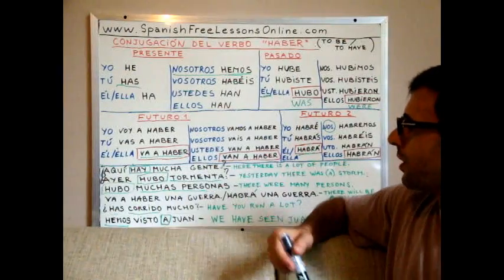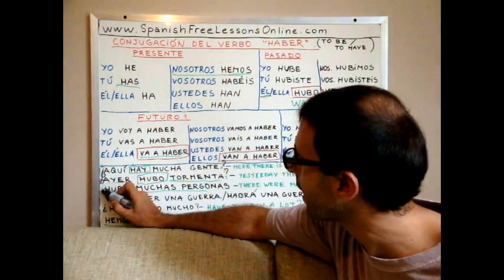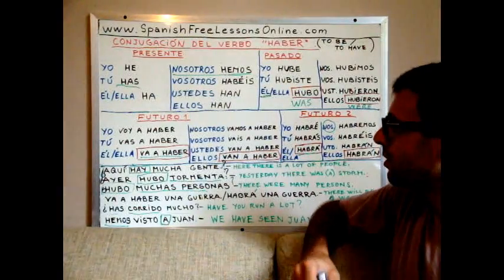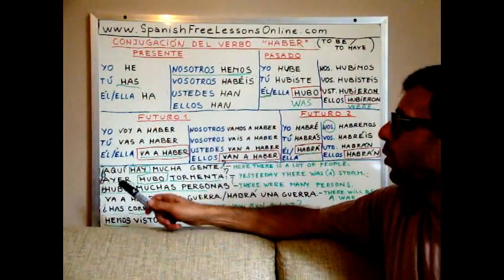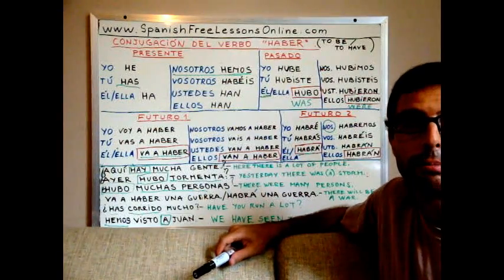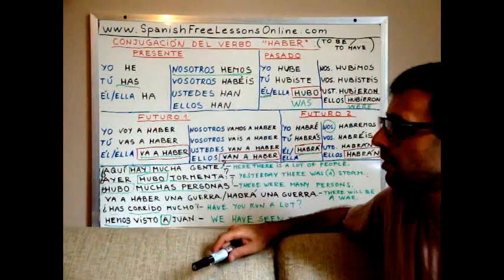Hubo muchas personas. Let's add question marks. And now we transform this into a question. ¿Hubo muchas personas? Were there many persons?